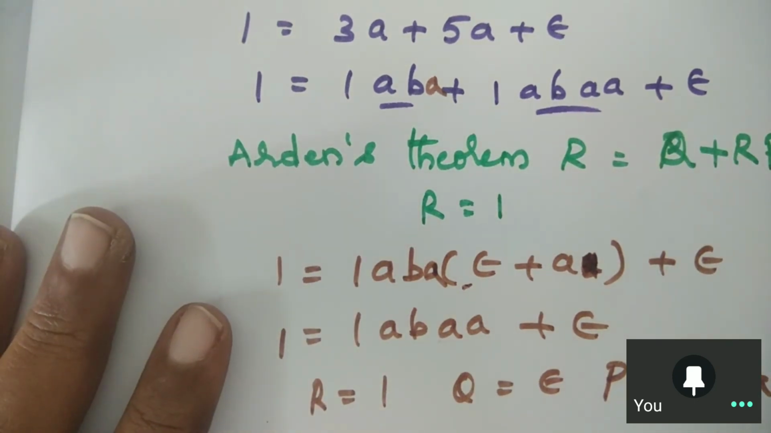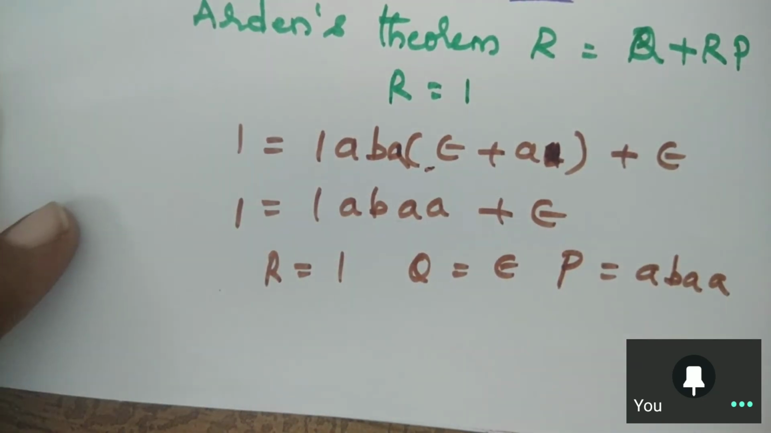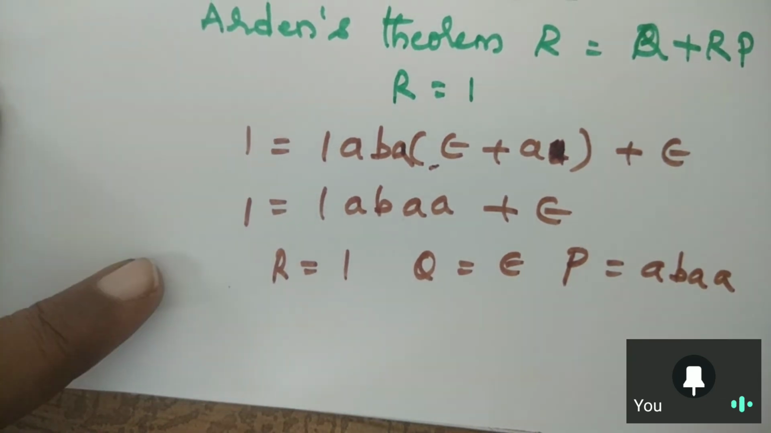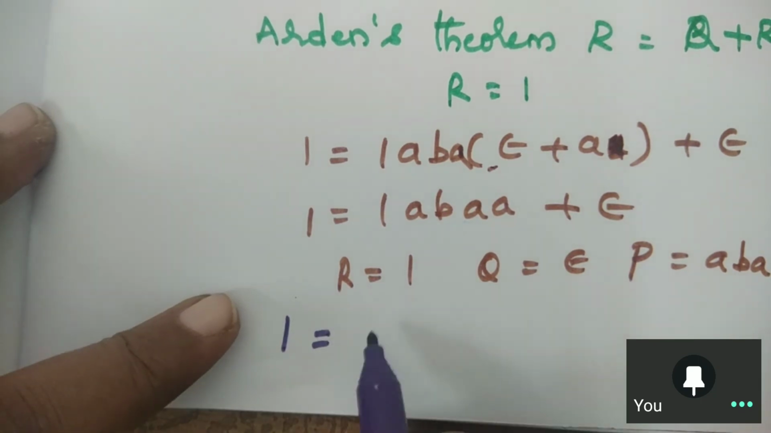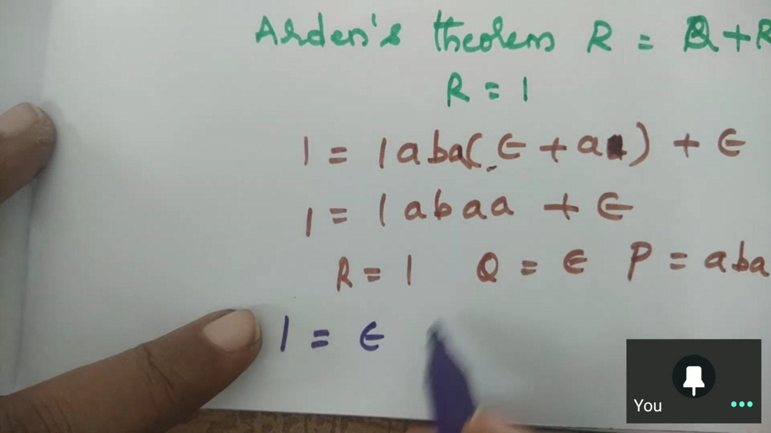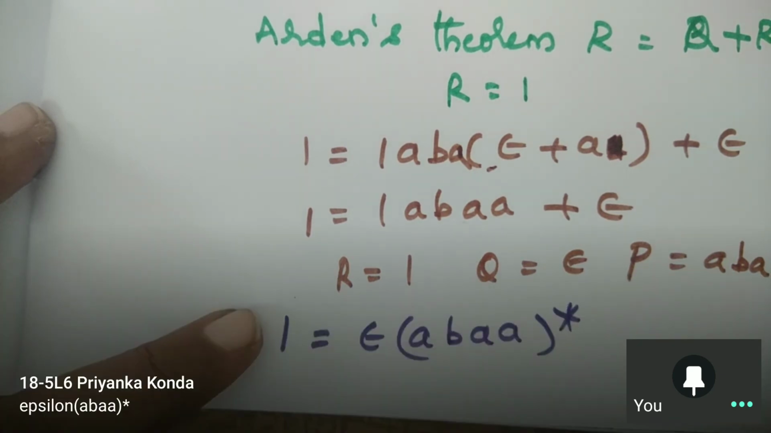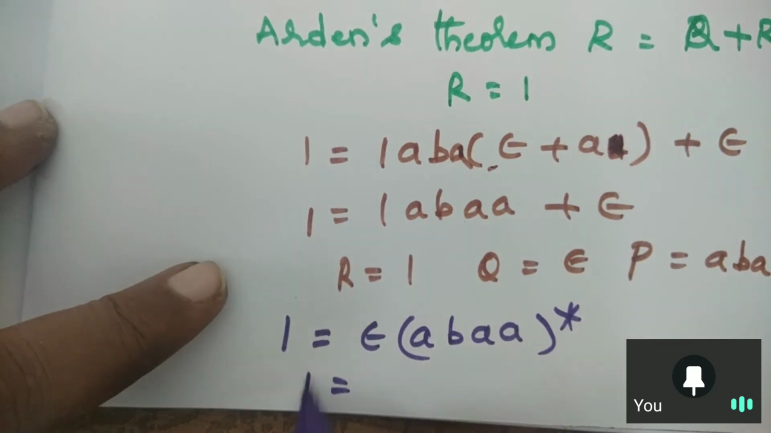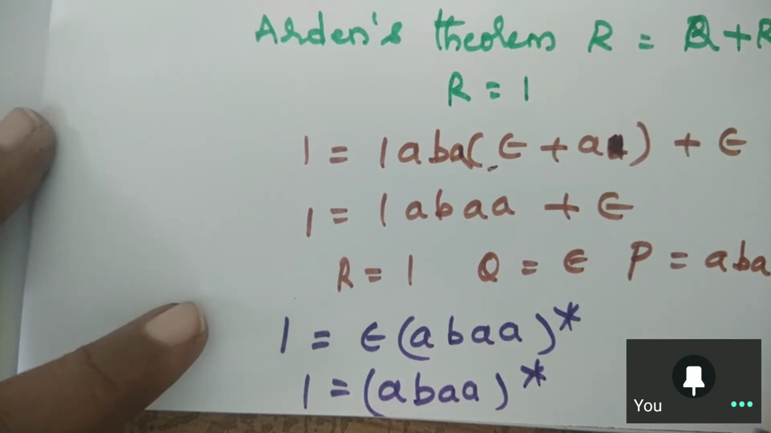We have solved for everything, right? We didn't miss any. So now what is the final regular expression that we got? This can be expressed as qp star. So 1 can be written as q value epsilon, aba star, which can be written as epsilon into r star, which is r star itself. So it can be written as aba whole star. So this is our regular expression.